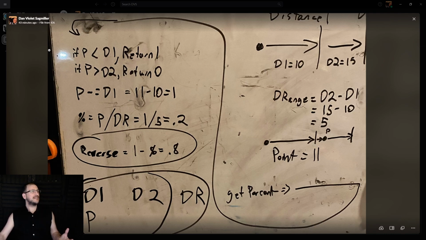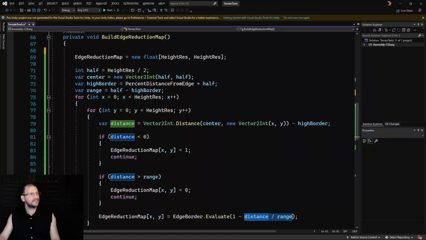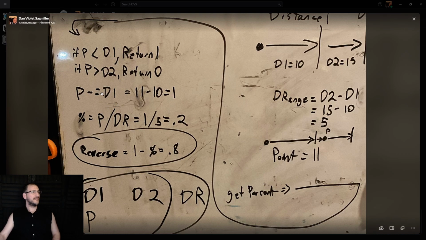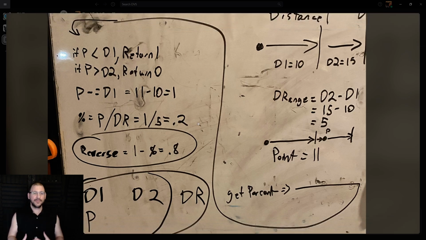That's 20%. So over here we say our percentage is the point, however much that was, which has already been subtracted from, we subtract D1, that distance from it. And what did I call it in our code? High border. I've already subtracted the high border from it, or D1. So in this case, it comes out as 11 minus 10, so we get 1. And so it's now 1 divided by 5, or 0.2, to get that decimal place, that percentage.